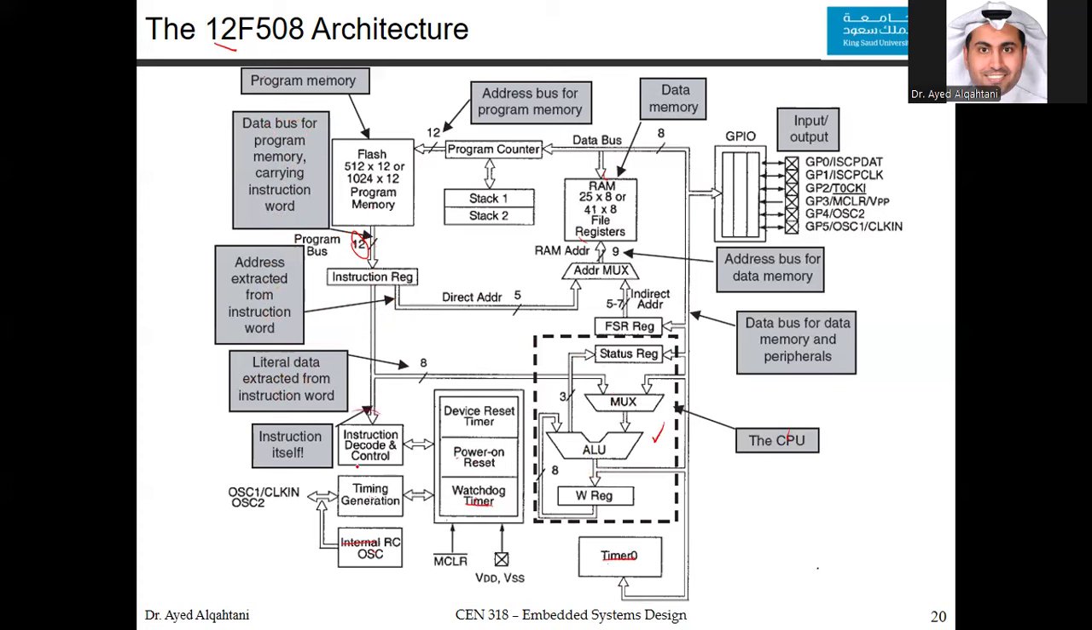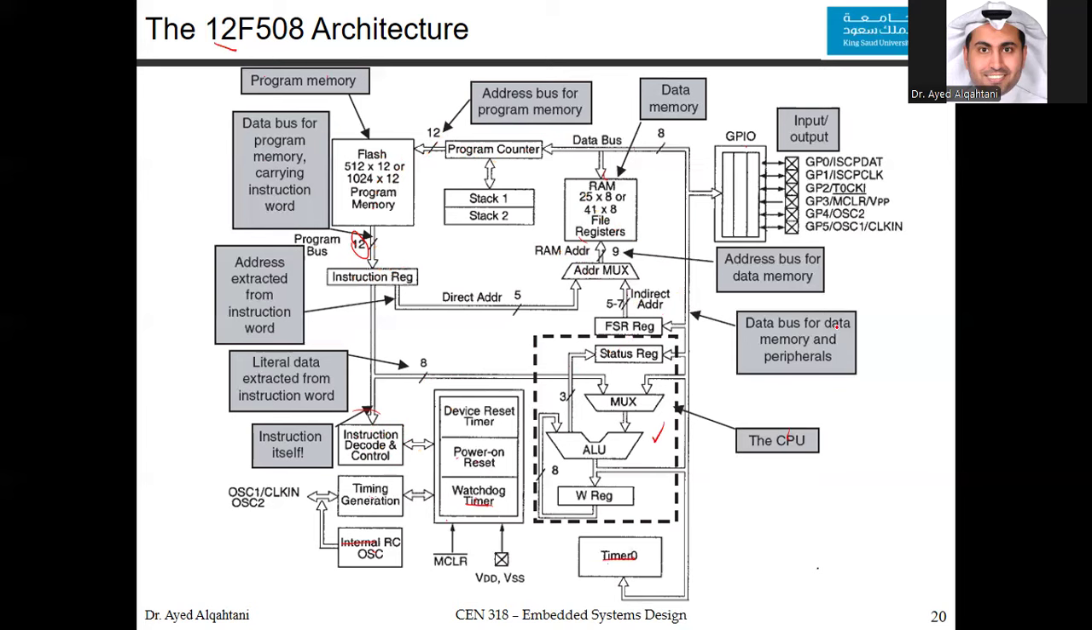Here is the instruction decode and control unit, which is usually part of the CPU. And you also have the program counter, and the program counter will have the address for the instruction, and then you get the instruction and register it here in the instruction register.